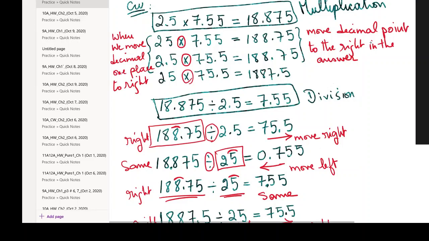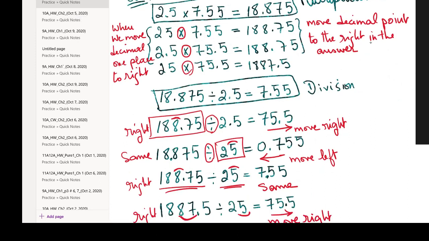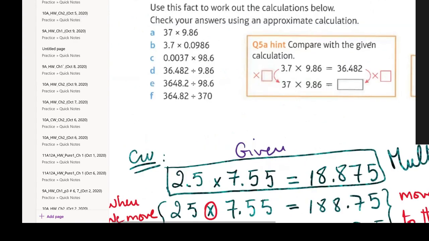2.5 times 7.55 is equal to 18.875. This is the given, okay? It's given for you. Now they are going to give you something like this in the homework. They are going to give you the same numbers. Look at it. It's the same numbers, but they have changed the position of the decimal.